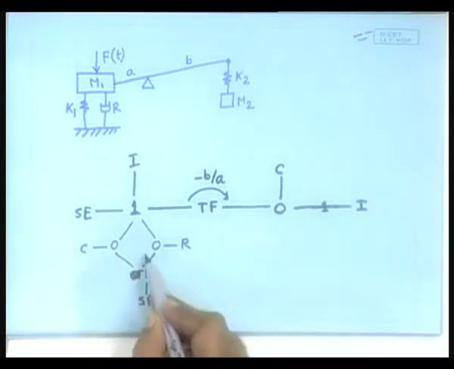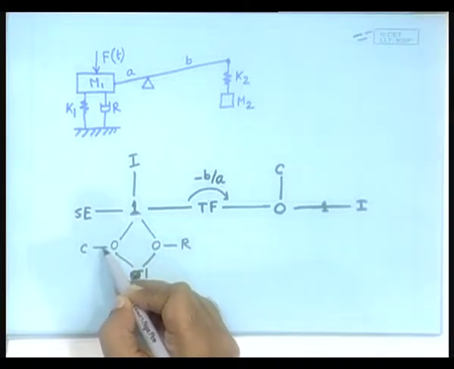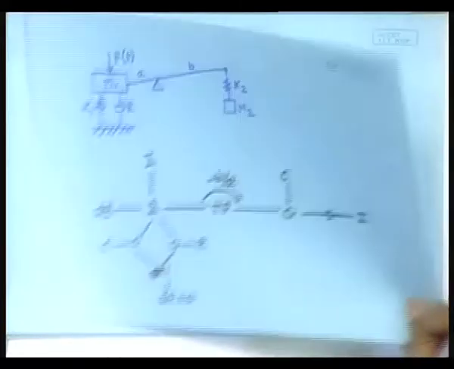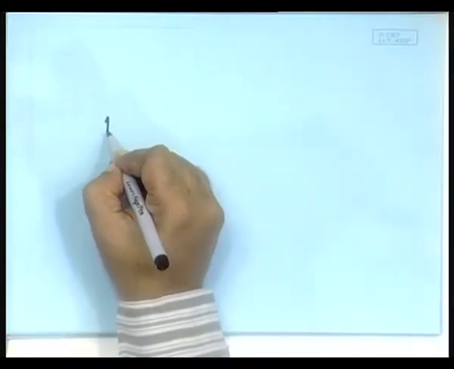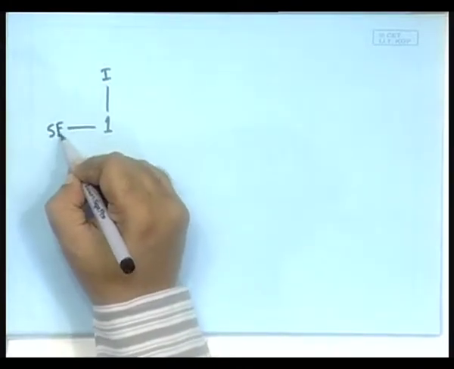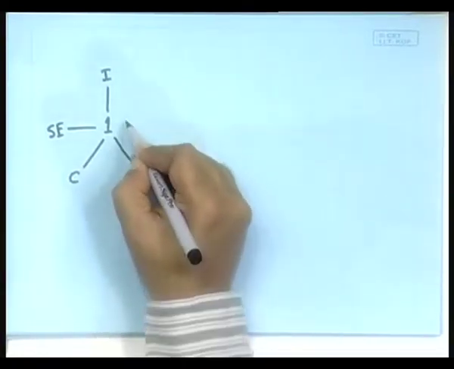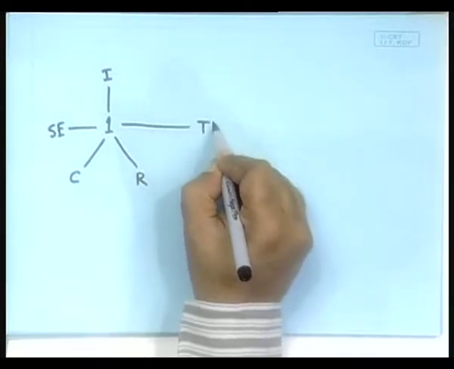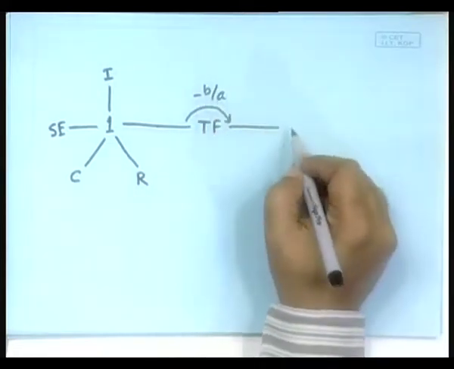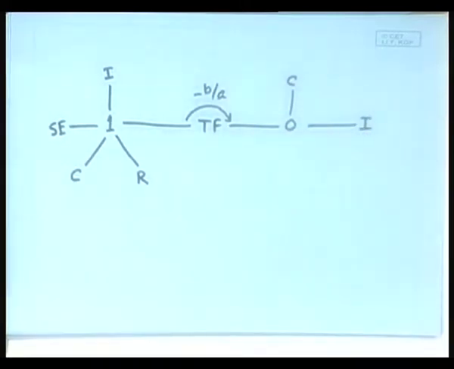The moment you have this part unnecessary, these become through bonds, this effort and flow should be equal to the effort and flow here. So, there is no point in putting this also. That significantly simplifies, so let me freshly draw it on another page. We have got a one junction connected to an I element, we have got an SE here, here there would be a C, here there would be an R, here there would be a TF with minus B by A, then a 0 junction connected to a C connected to an I. So, that becomes the bond graph.